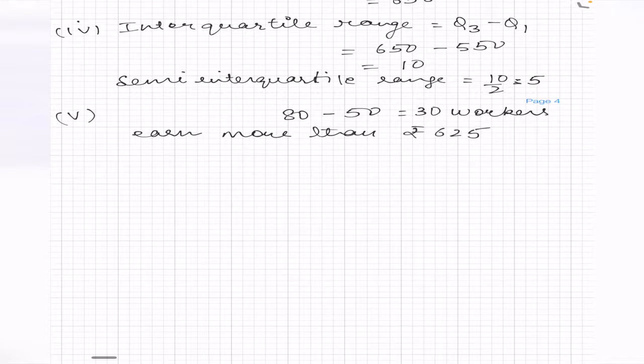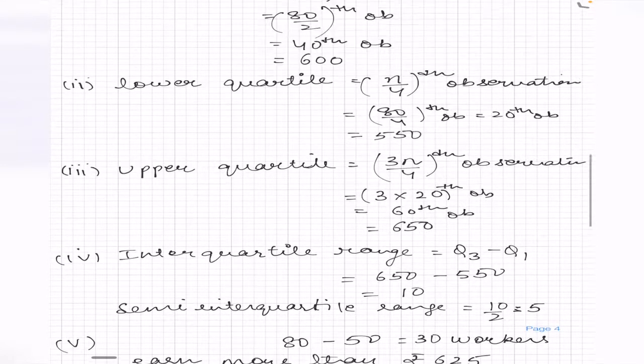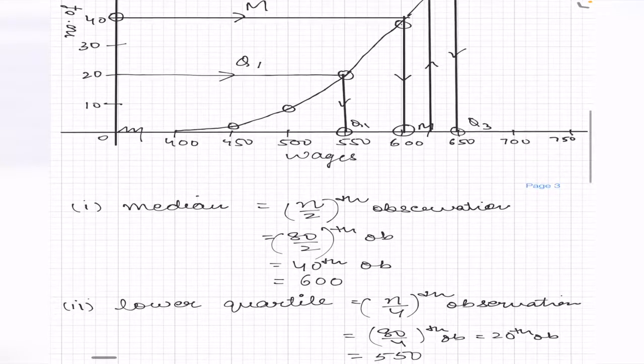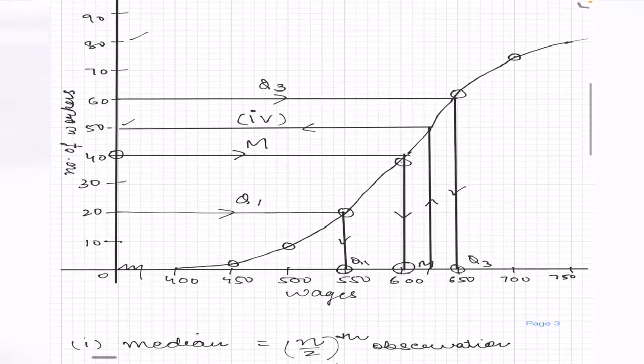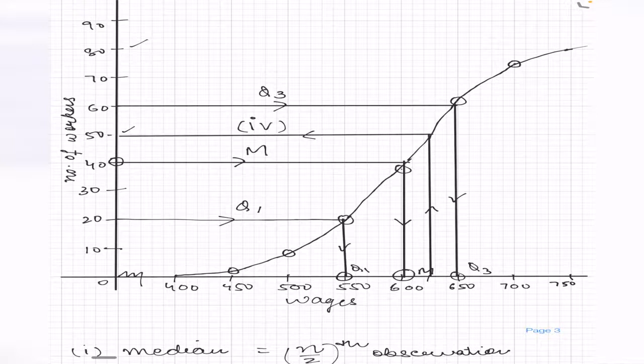So in this way, we have seen that with the help of an ogive we can find out the median, lower quartile, upper quartile, interquartile range, semi-interquartile range, and the number of workers who earn more than rupees 625 daily. So children, all the questions are the same as this question. So please try similar types of questions. Thank you.